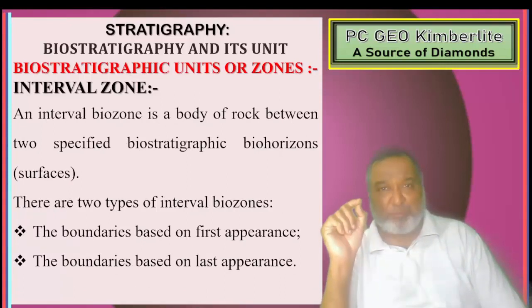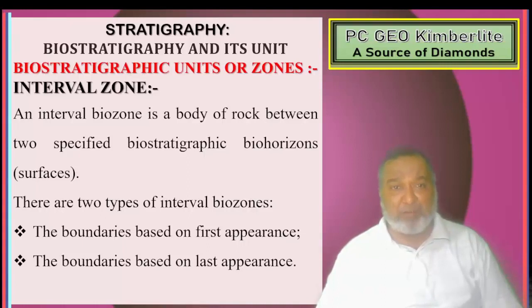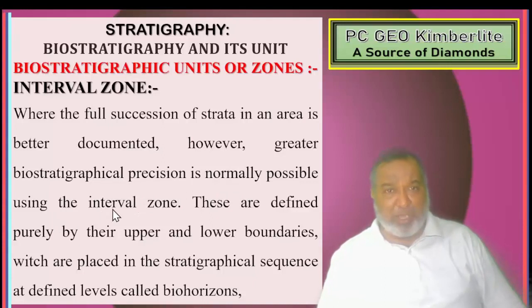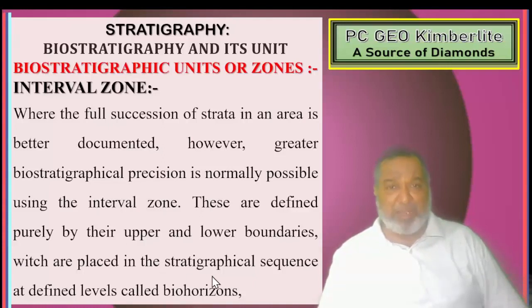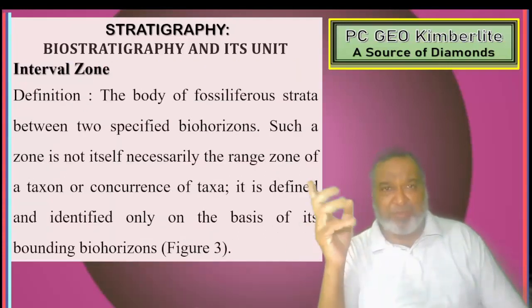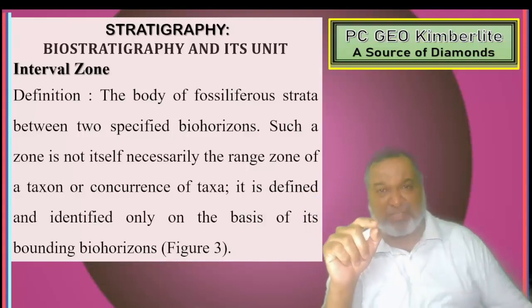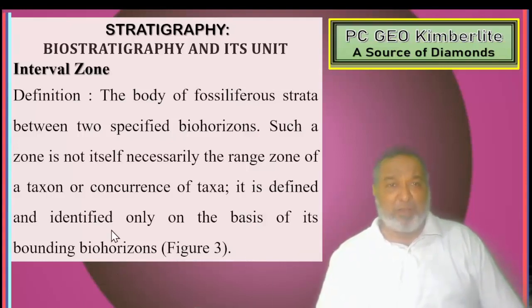An interval biozone is a body of rock between two specified biostratigraphic biohorizon surfaces. There are two types of interval biozone: boundaries based on the first appearance and boundaries based on the last appearance, where the full succession of strata is better documented, and however greater biostratigraphic precision is normally possible using the interval zone. These are described purely by upper and lower boundaries which are placed in stratigraphic sequence at defined levels called biohorizons. Interval zone definition: the body of fossiliferous strata between two specific biohorizons. Such a zone is not in itself necessarily the range zone of a taxon or a concurrence of taxa. It is defined or identified only on the basis of bounding horizons.